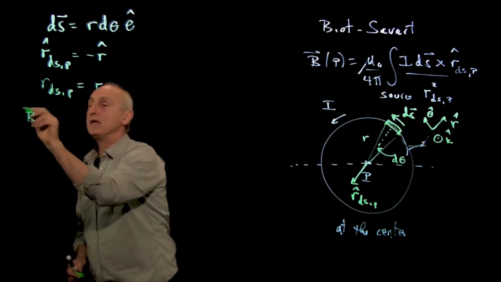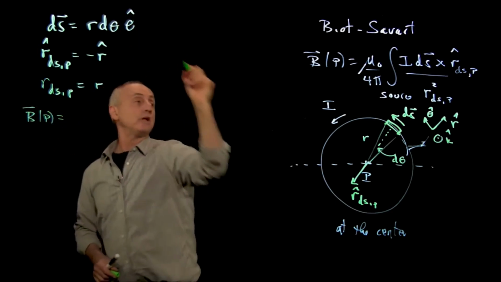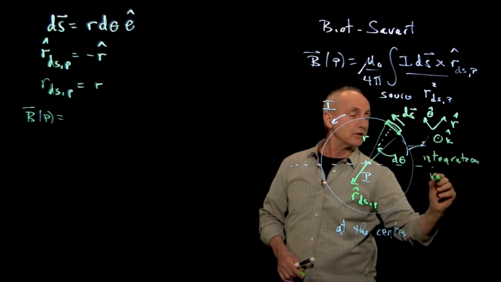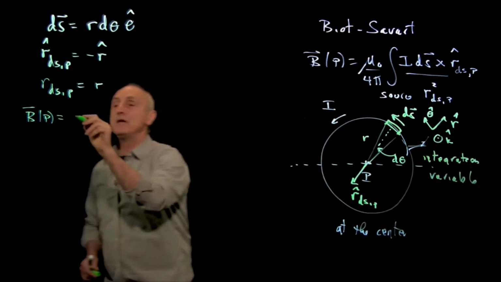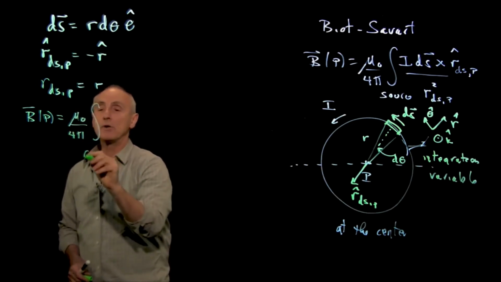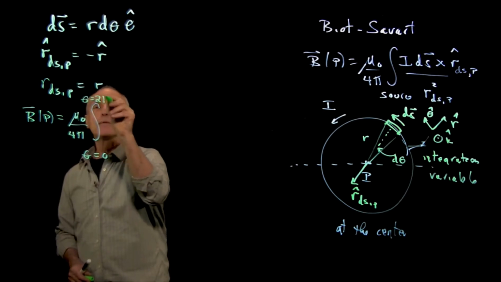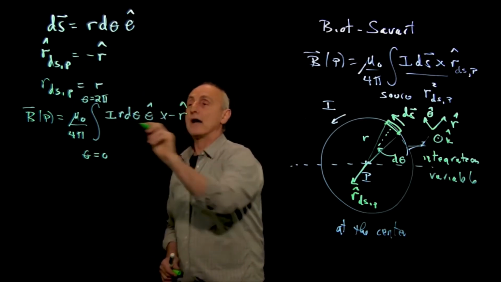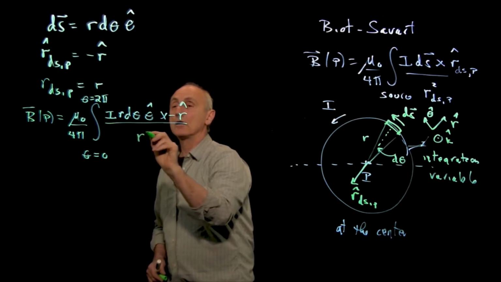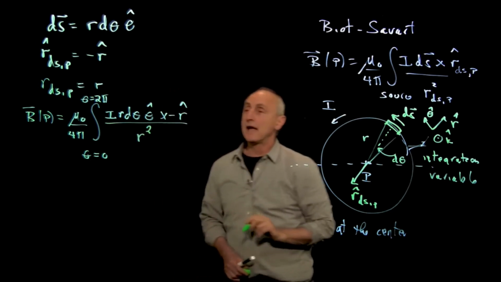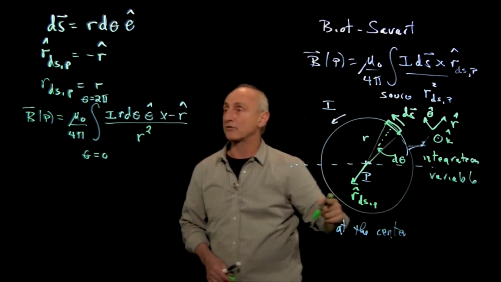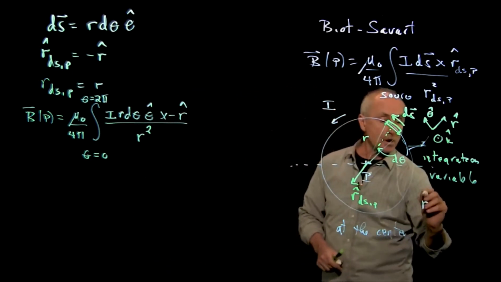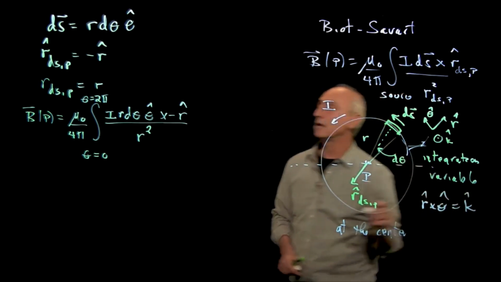And now I can compute B of P. My integration variable here is d theta. Let's make a note of that. B of P at the center is mu naught I over 4 pi, integrating theta from 0 all the way around the circle, r d theta theta hat cross minus r hat over r squared. And the r is constant as we go around the circle. And remember in our coordinate system, r hat cross theta hat is k hat.